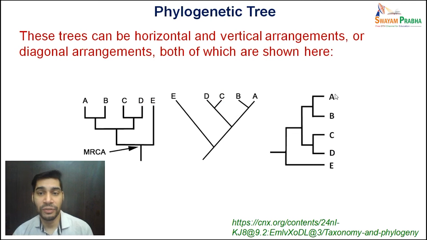Here if you see, the same thing has been shown in a vertical depiction, and here it is the diagonal representation. So A and B are joined together, A and B joined together, A and B joined together here as well, and then they are joined with C and D, joined with C and D here, joined with C and D here. So if you see, all the trees are the same, but representation wise they do differ.